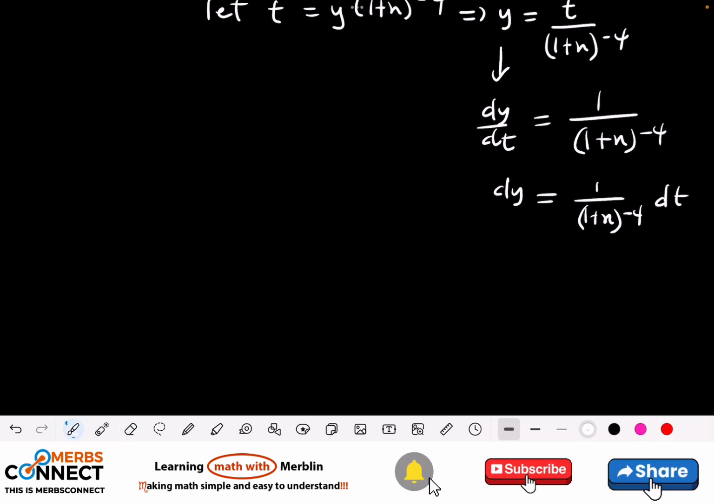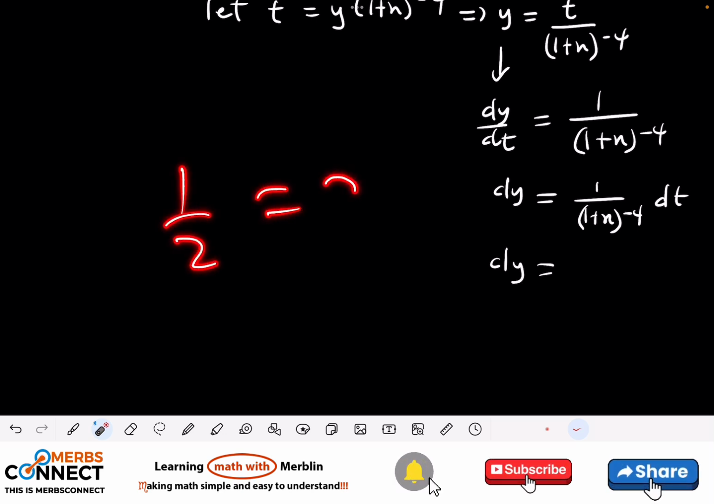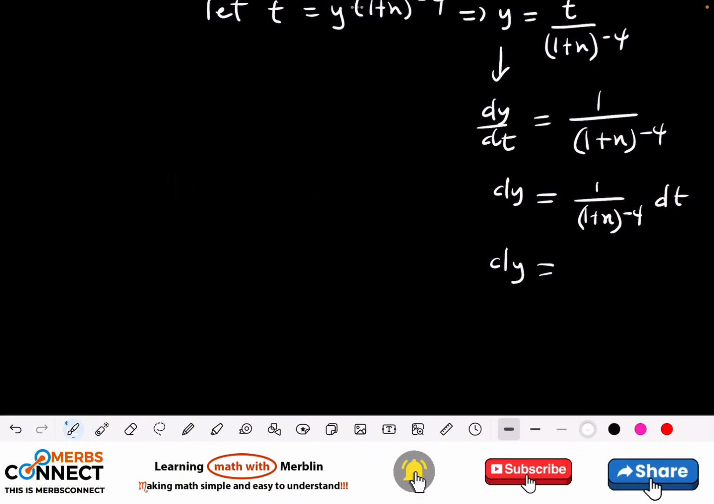Good. Now I know that dy can be written as, look at what is here. This is minus. If I have 1 over 2, this is the same as, sorry, if I have 1 over 2, it is the same as this, minus 1. So if I have 1 over 2 minus 1, this is the same as 2. So this one can be written as 1 plus x to the power 4 dt.